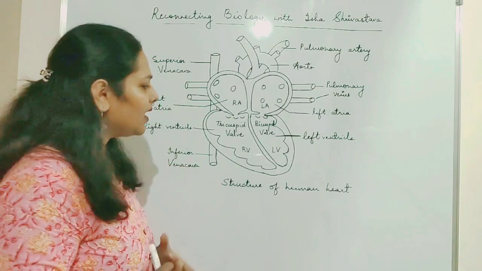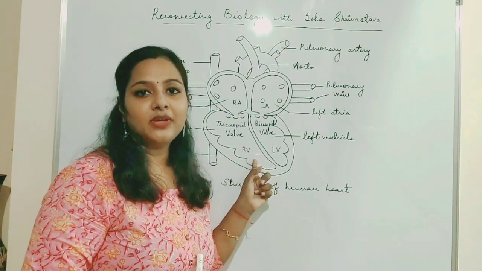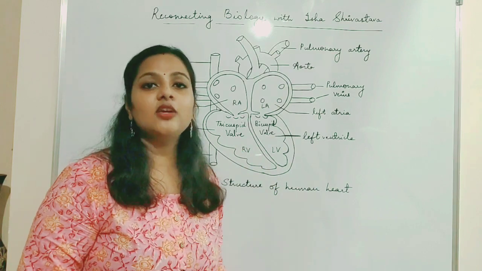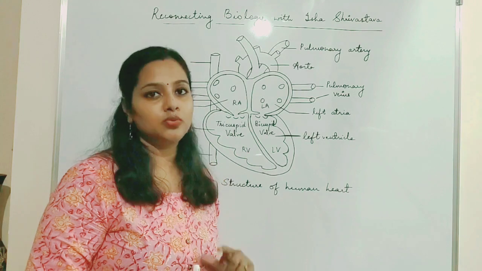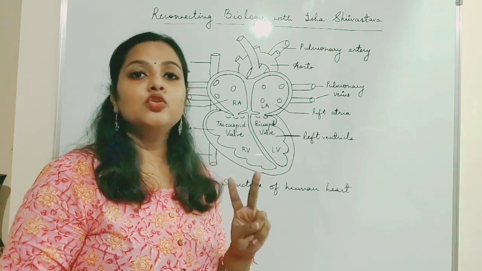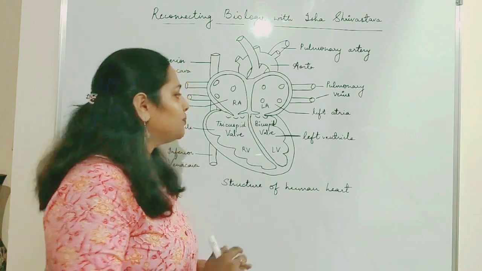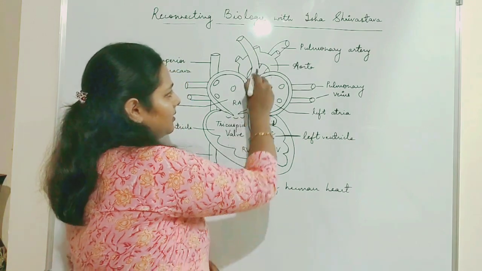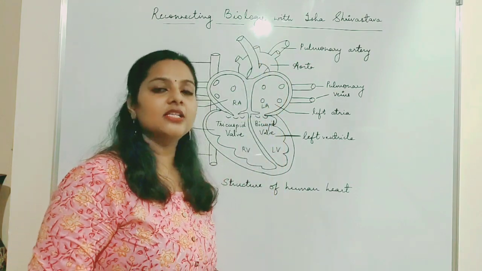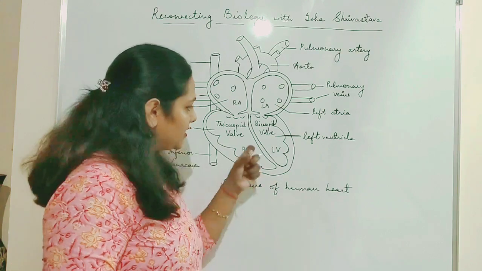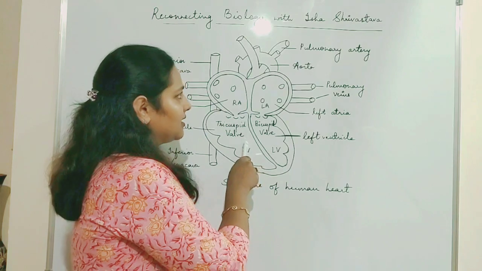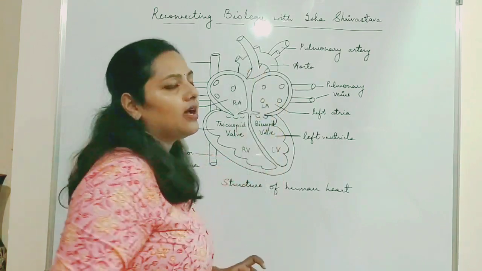Now, this deoxygenated blood in the right ventricle has to go to the lungs for oxygenation. This deoxygenated blood will be taken to the lungs through two pulmonary arteries. These two pulmonary arteries, this part and this part, are the pulmonary arteries. It starts from the pulmonary trunk. This pulmonary trunk arises from behind the heart from the right ventricle and splits into two pulmonary arteries.